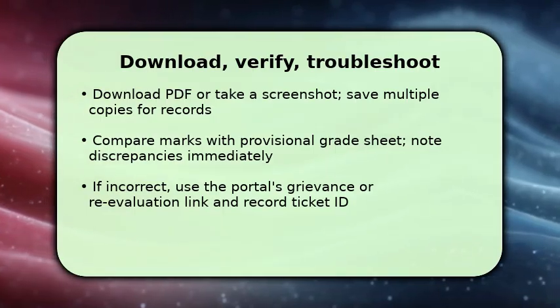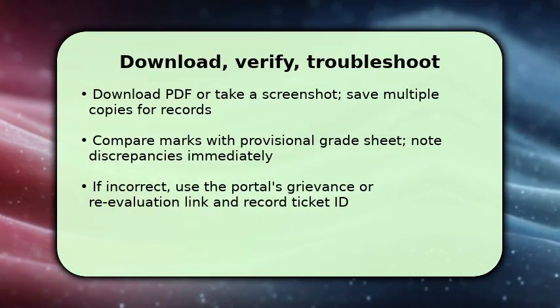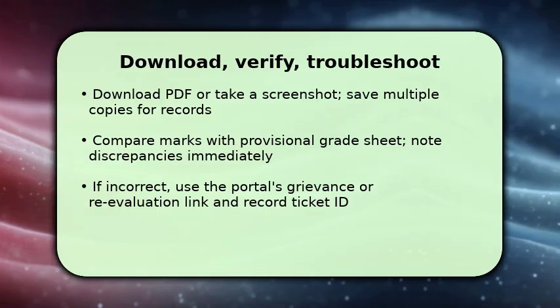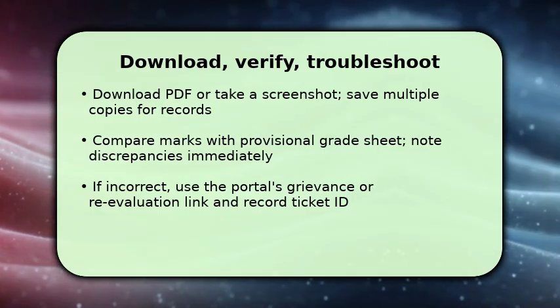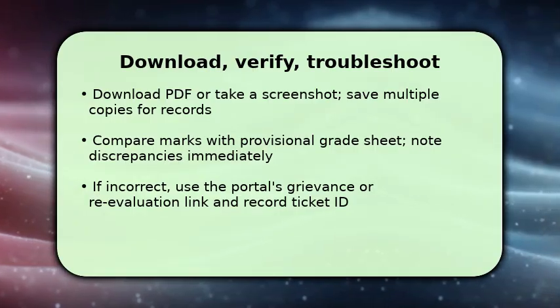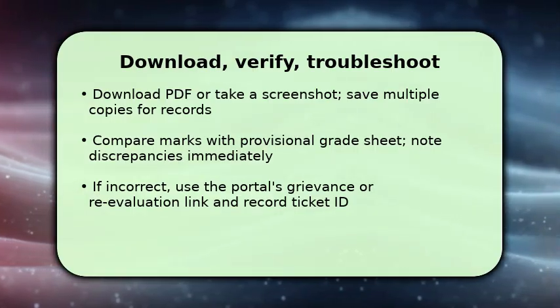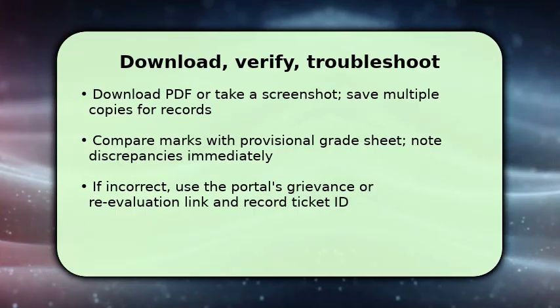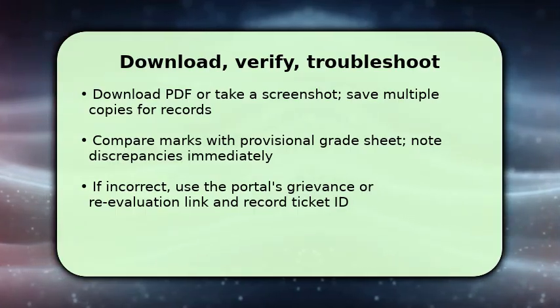If you find discrepancies, use the portal's grievance or reevaluation option and note the ticket ID. This starts an official correction process. If the portal times out, retry after 10 minutes and avoid repeated rapid requests to prevent IP throttling.